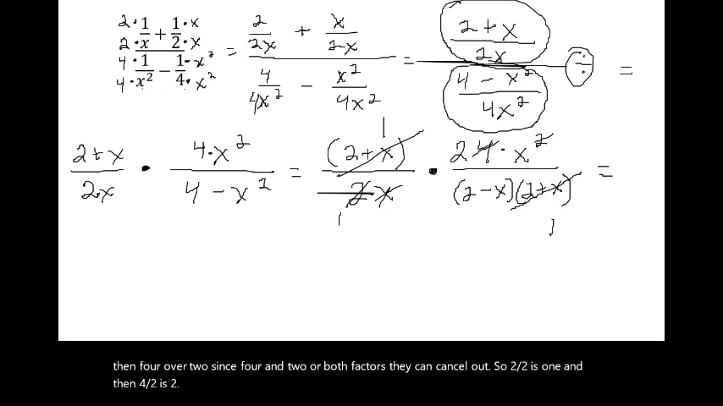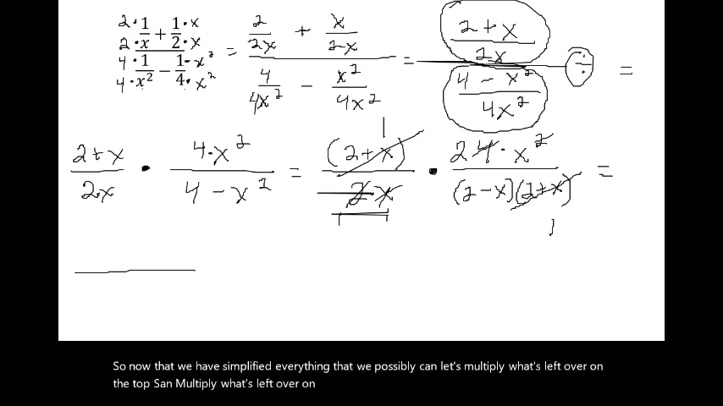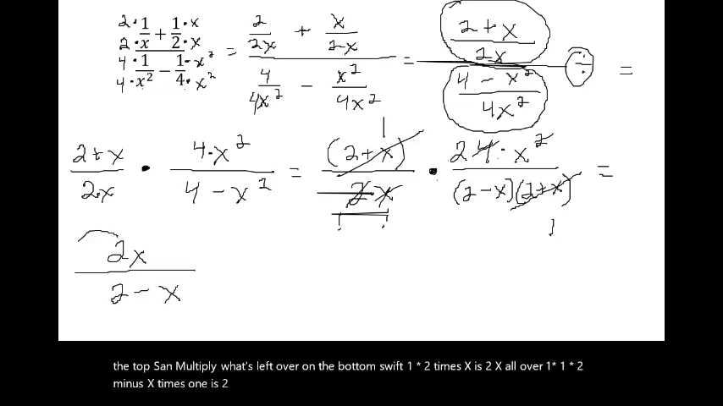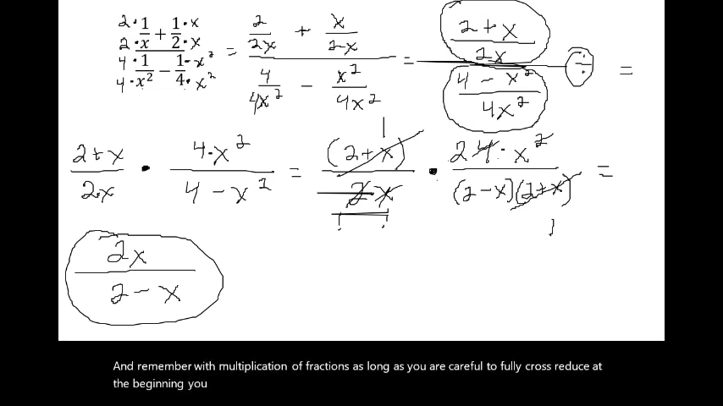So now that we have simplified everything that we possibly can, let's multiply what's left over on the tops and multiply what's left over on the bottom. So we have 1 times 2 times x is 2x, all over 1 times 2 minus x times 1 is 2 minus x. And remember, with multiplication of fractions, as long as you are careful to fully cross-reduce at the beginning, you will not have to do any cross-reducing at the end.